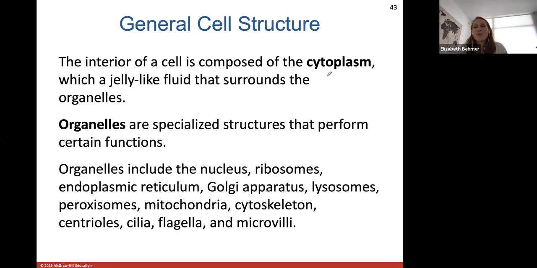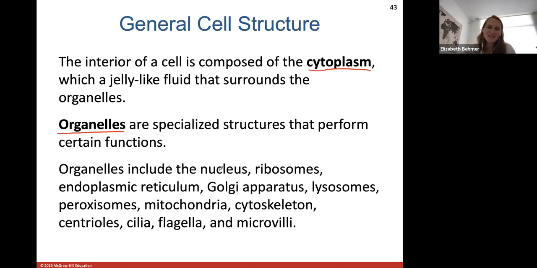So now we'll talk more about the general cell structure, and we'll begin our discussion about the organelles inside the cell. The interior of your cell is composed of the cytoplasm, and that is all of the jelly-like fluid that surrounds the organelles. And organelles, which I talked about at the beginning, are specialized structures. Think of an organelle like a tiny organ inside the cell that performs a specific function.